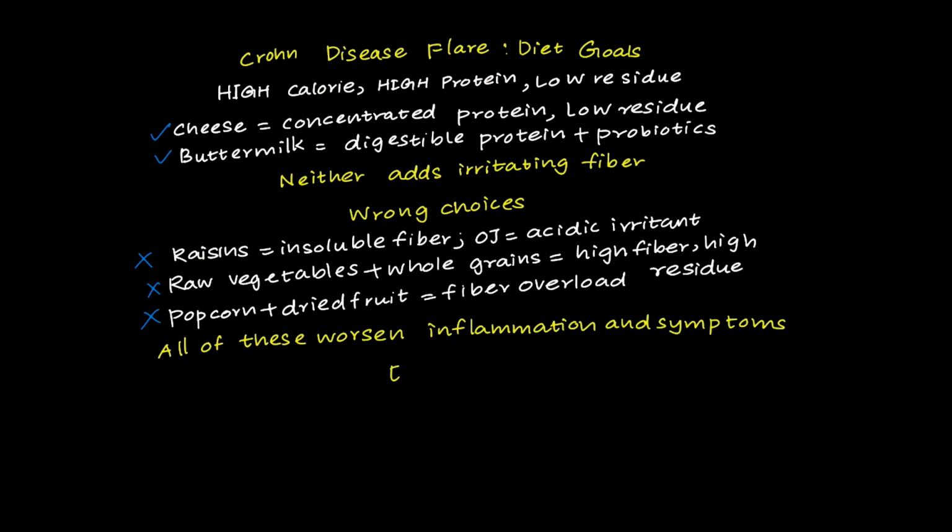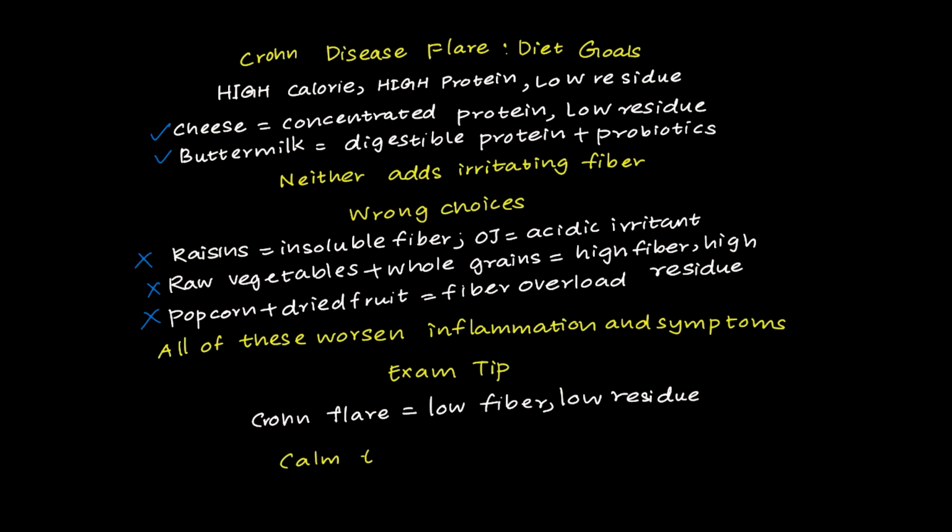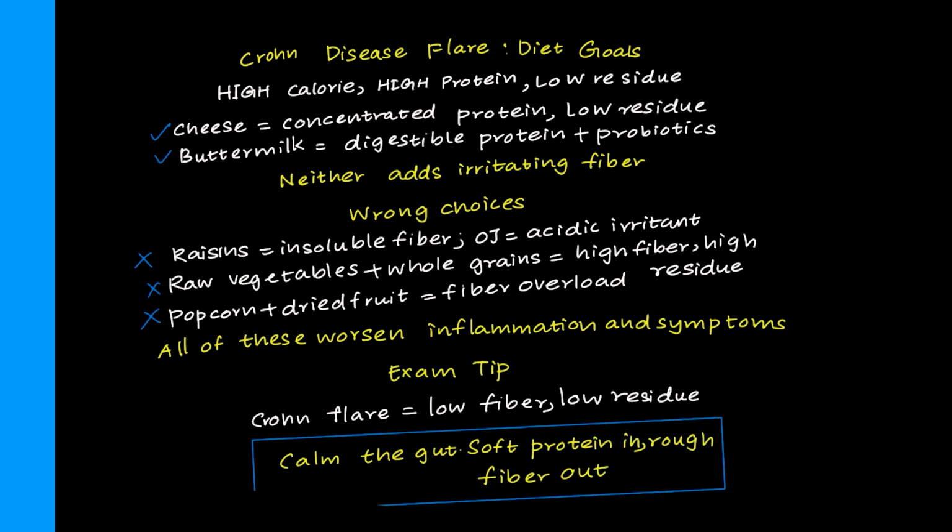Here's a WGU D455 exam tip for you. Crohn's disease during a flare means low fiber and low residue. Anything dried, raw, or whole grain is wrong. Soft, bland, easily digestible protein sources are right. Quick recall hook. Crohn flare equals calm the gut. Soft protein in, rough fiber out.